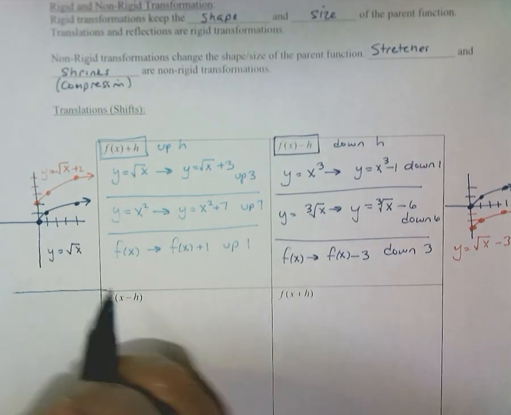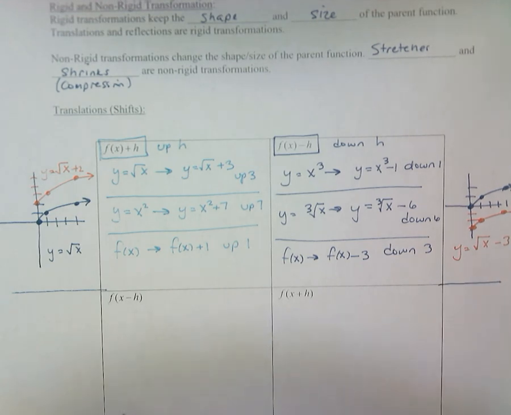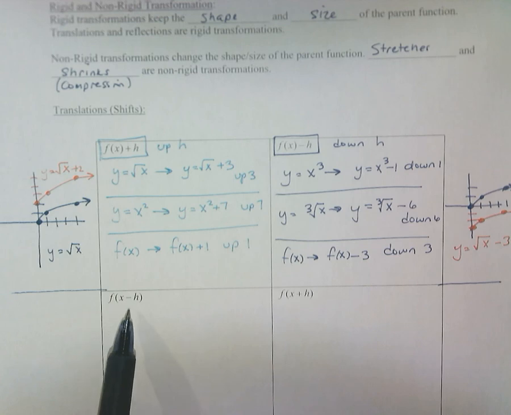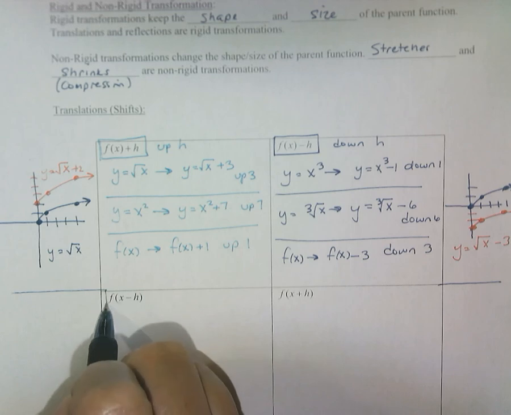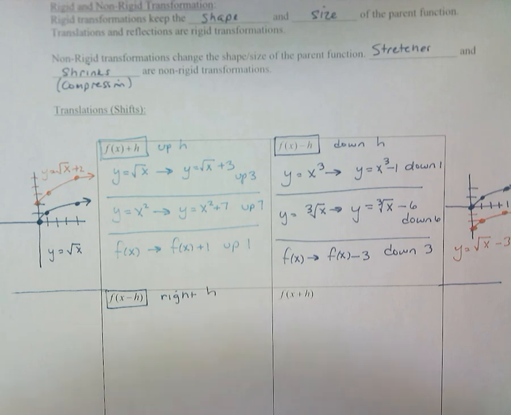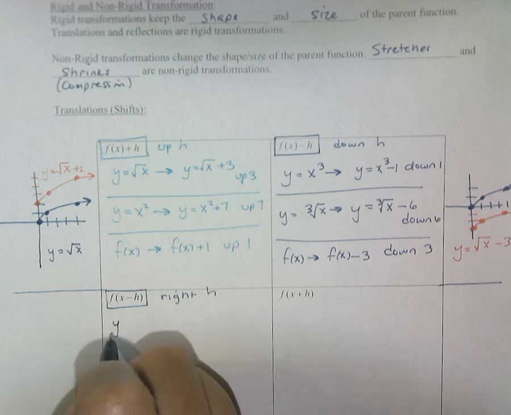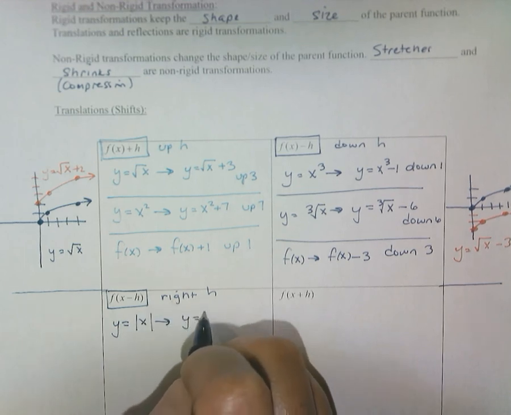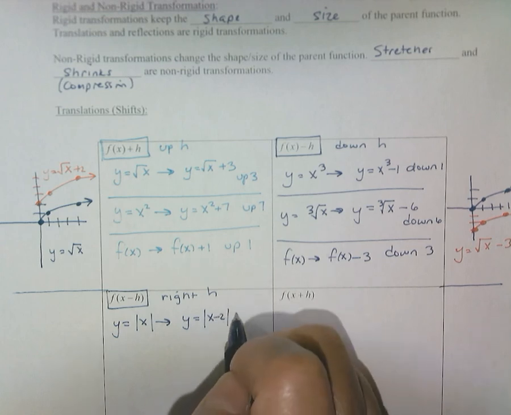The next one I have has the h inside with the x. So anytime I have the number on the outside, it's going to go up or down. If I have the number on the inside, it's going to go right or left. And this is not what you think it's going to be, or you might think it. You've seen this before. This is going to go right h. Think of your factors. If you were factoring a quadratic, x minus 2 was a factor, x would equal 2. You got right 2. So to demonstrate this, I have y equals absolute value of x, and I want to transform that to y equals absolute value of x minus 2. This goes right 2 units.